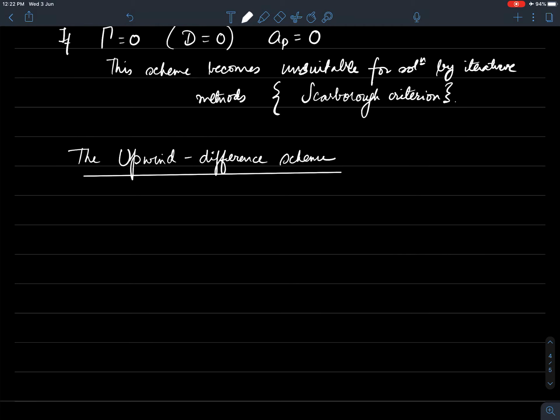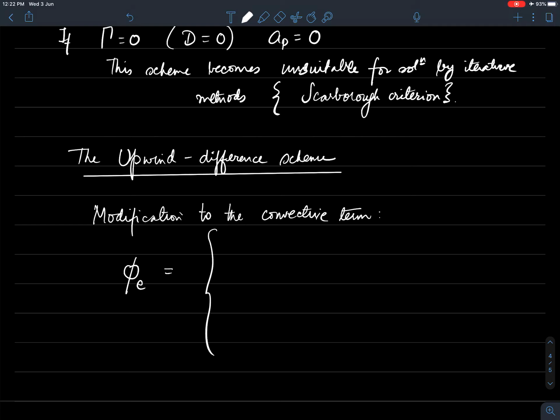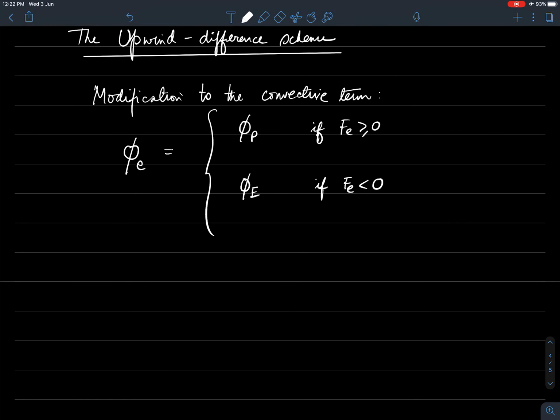The upwind difference scheme proposes a key modification to the convective term. The modification it proposes is that phi e, the value of the scalar at the face E, is phi p if fe is greater than 0. We can actually say fe greater than or equal to 0, and it becomes equal to phi e if fe is less than 0.